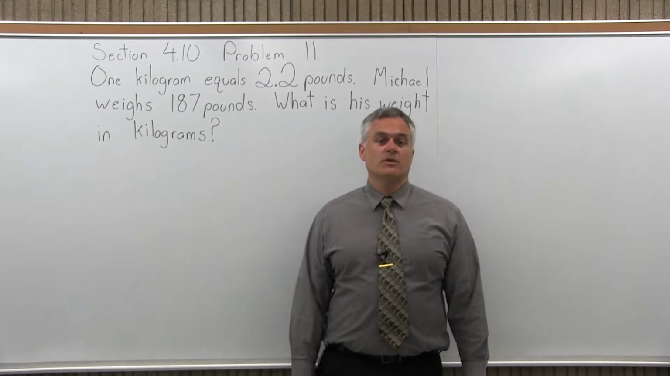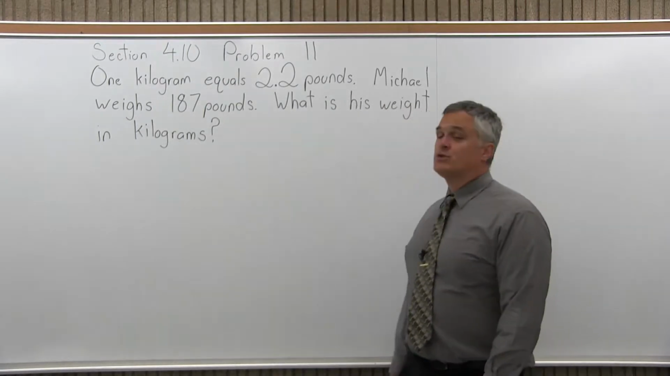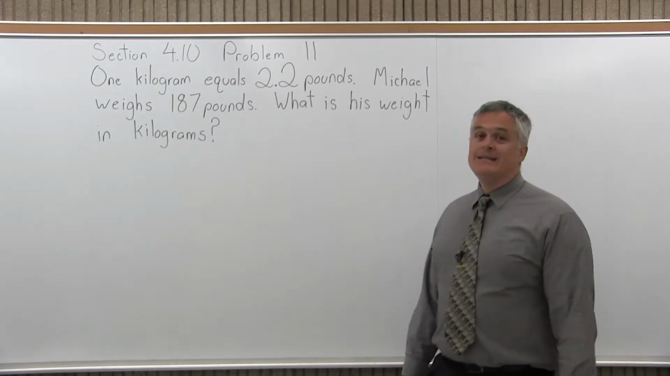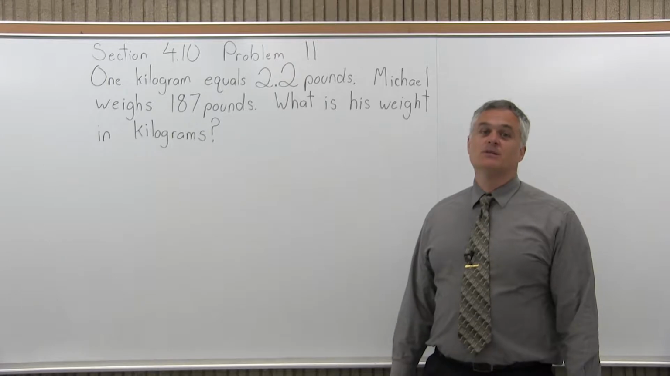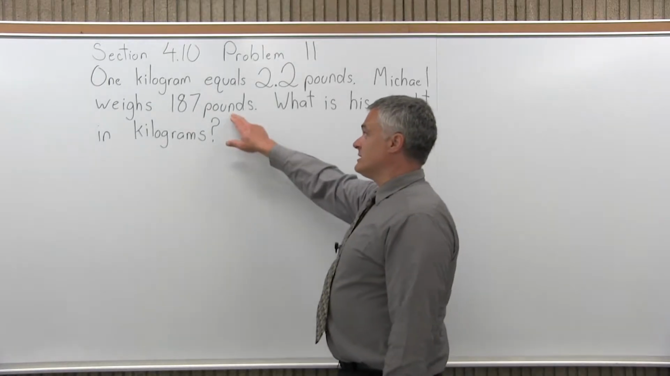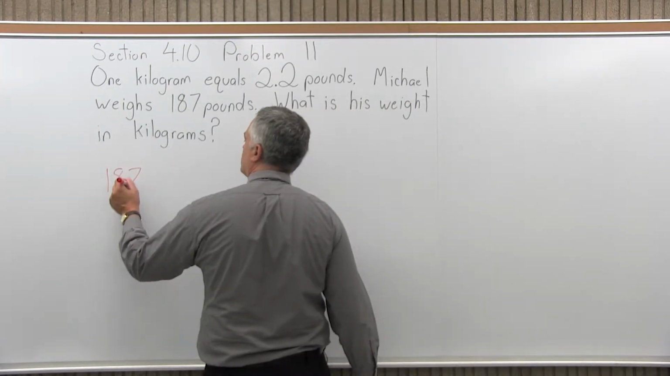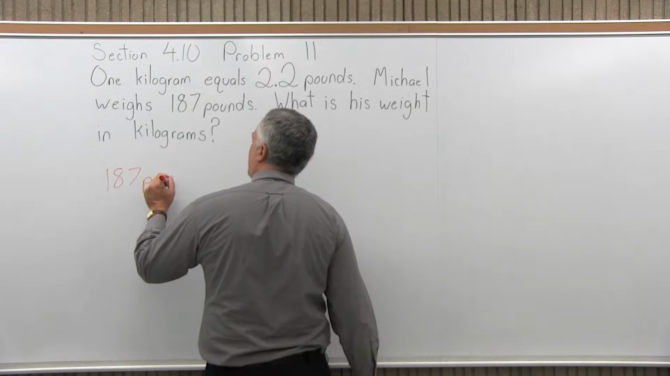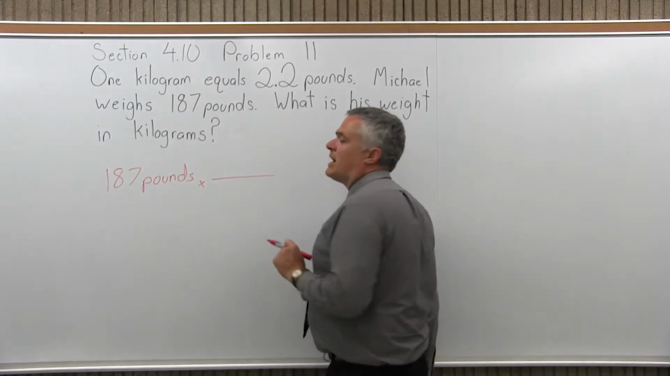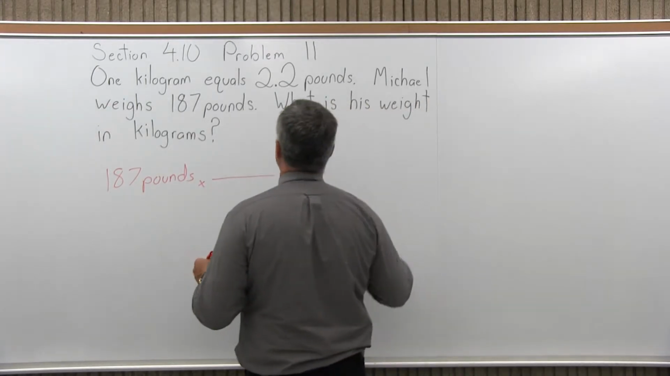This is Section 4.10, Problem 11. It says 1 kilogram equals 2.2 pounds. Michael weighs 187 pounds. What is his weight in kilograms? So, what we want to do is take the given quantity, 187 pounds, and multiply that by a funny 1. Now that 1 will have to have pounds in the denominator in order to make the pounds cancel, and I want kilograms to show up instead.